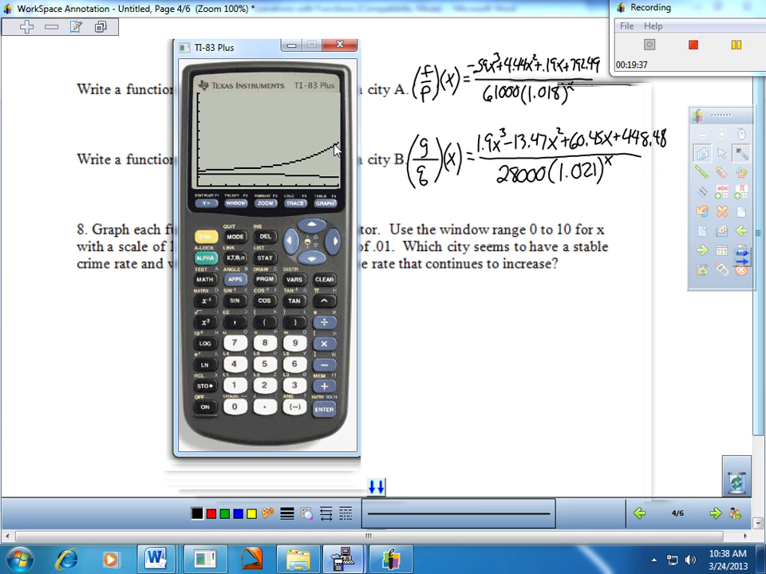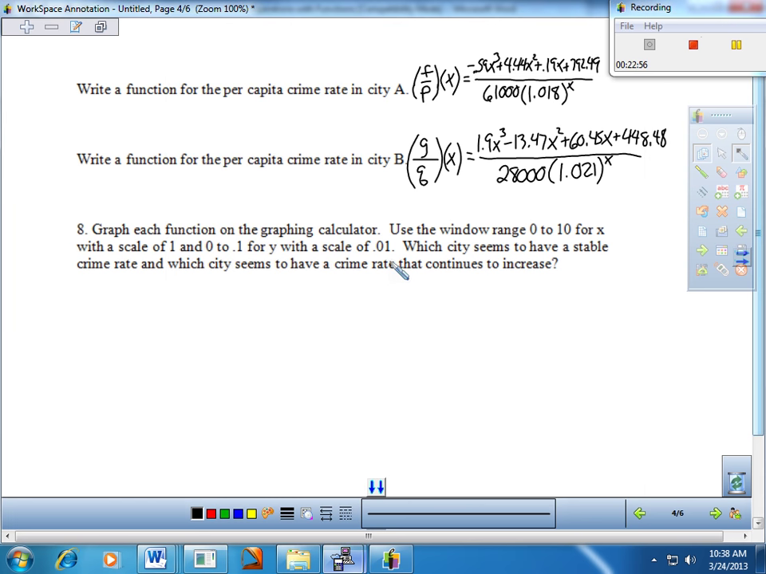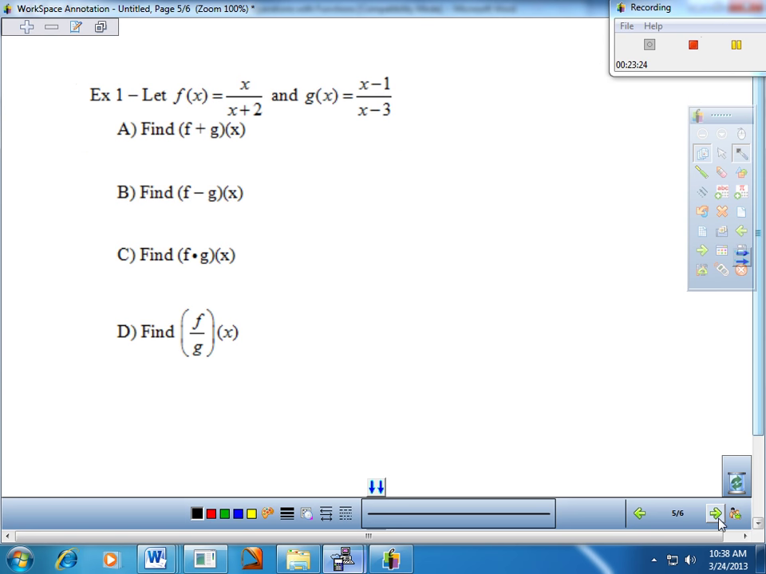So notice, analyzing the graphs of the two, each one really related to per capita crime rate. All right, so city A, I would call it stable. I hope you saw that piece. And city B seems to be the one that's increasing. All right, so again, it's just working with particular statistics and how functions are defined mathematically. And again, the bottom line here is, as we go through this notes worksheet, combining two functions together to create a third.